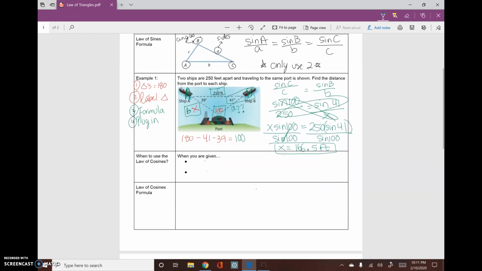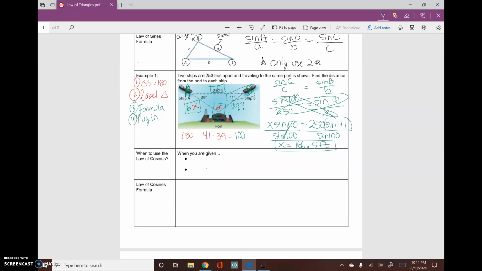All right. You can also use the law of cosines. You will use the law of cosines when you are either given side, side, side, so all three sides, or you would use the law of cosines if you're given side, angle, side. And for the law of cosines, you're only going to use one of the formulas, and they're pretty long, but you are not expected to remember them. Just know when to apply them.